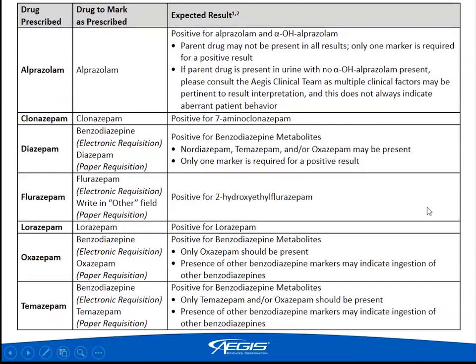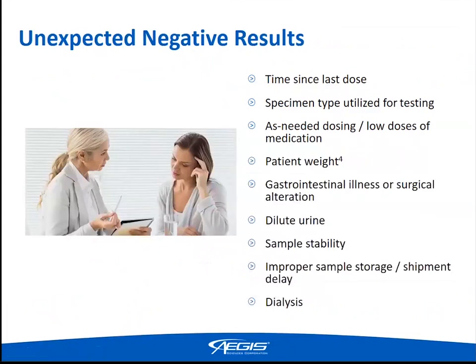The period of detection for benzodiazepines varies greatly according to the specimen type utilized for testing and the patient's dosing regimen. Benzodiazepines may be detected for a longer period of time in urine compared to oral fluid and blood. In blood especially, the period of detection is generally limited to very recent use. The detection time may be less in all specimen types in cases of as-needed dosing or ingestion of low doses. In settings of abuse or detoxification, the period of detection may be longer.